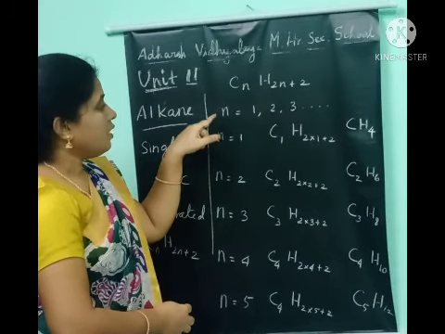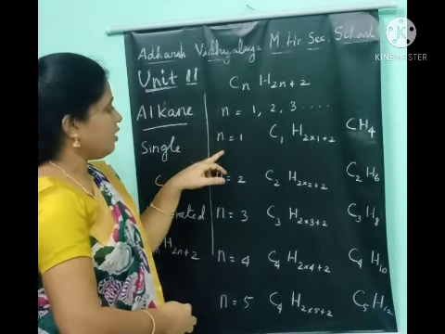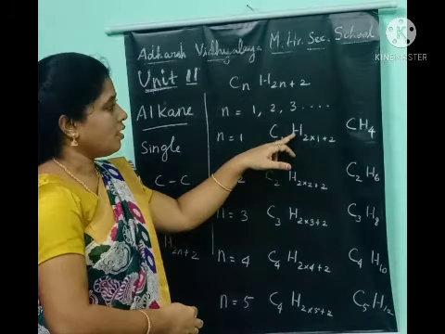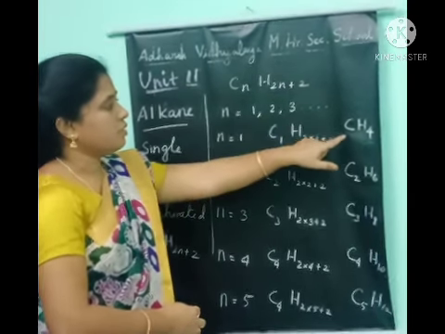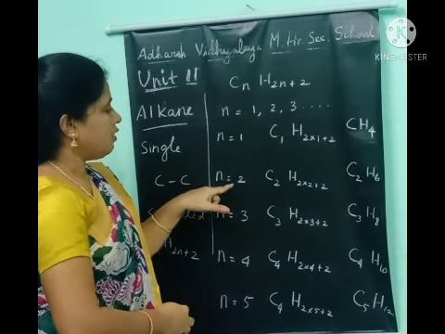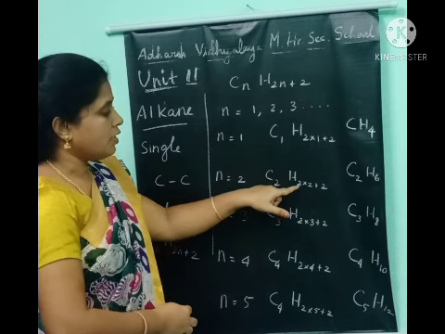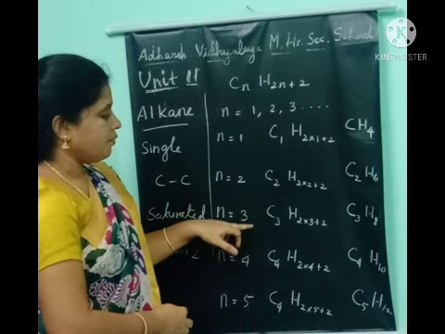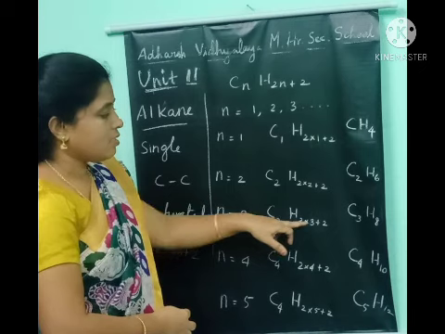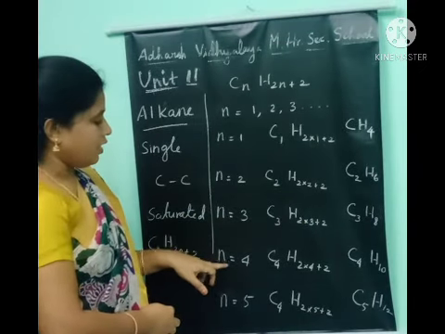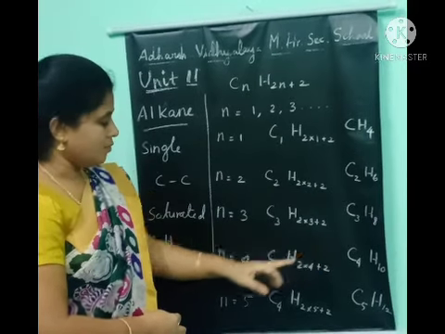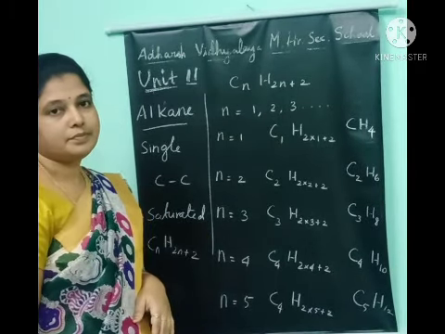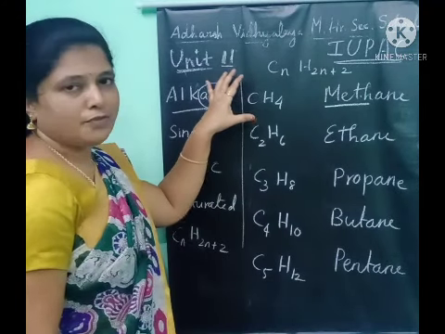Alkanes, general formula CnH2n+2, where n equals 1, 2, 3, etc. If n equals 1, substitute n equal to 1, that means C1 H(2×1+2), that means CH4. If n equals 2, C2 H(2×2+2), C2H6. Substitute n equal to 3, C3H8. If n equals 4, C4H10. If n equals 5, C5H12.